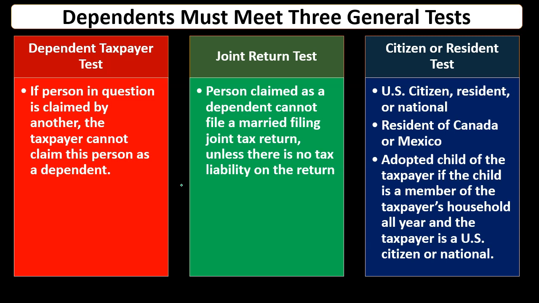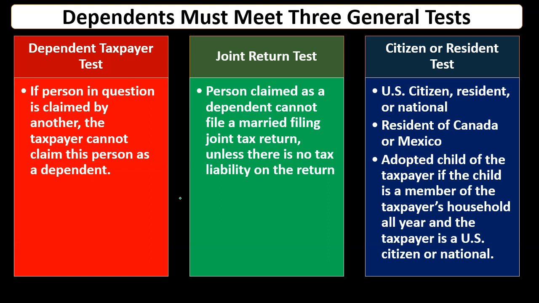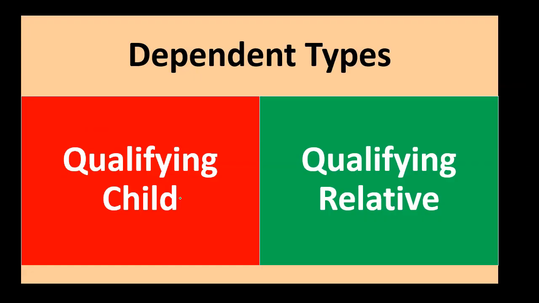Citizen or resident test. That would be the U.S. citizen, resident or national, resident of Canada or Mexico, adopted child of the taxpayer if the child is a member of the taxpayer's household all year and the taxpayer is a U.S. citizen or national. So now we're going to think about the qualifying child. These are going to be the 3 general tests for a dependent in general, whether qualifying child or the qualifying relative.